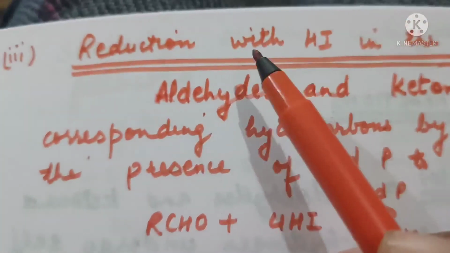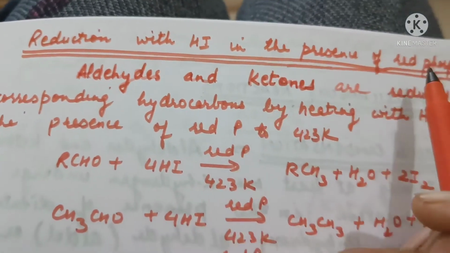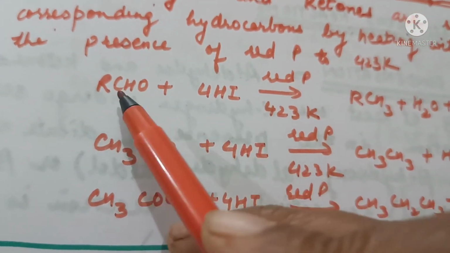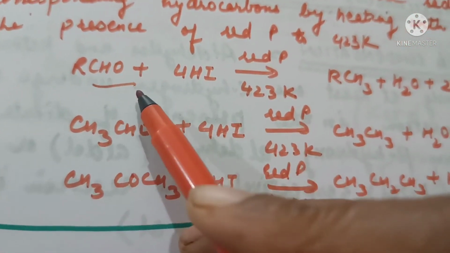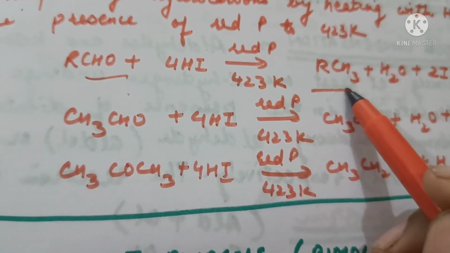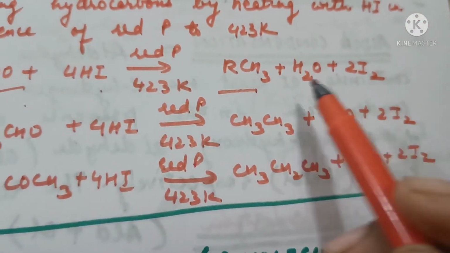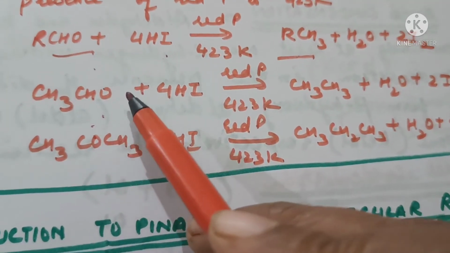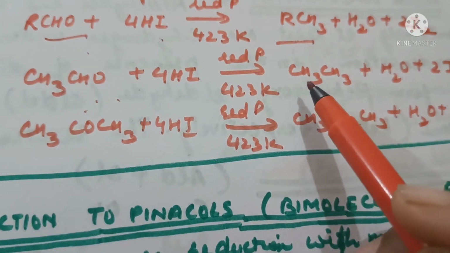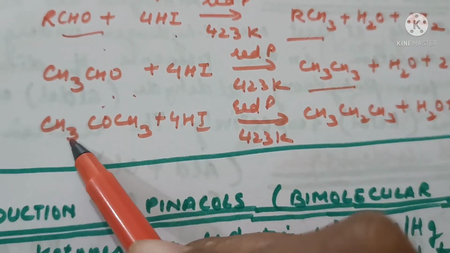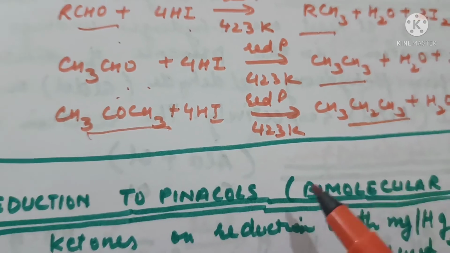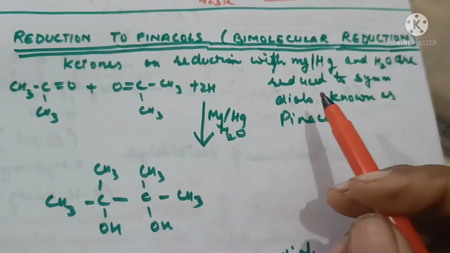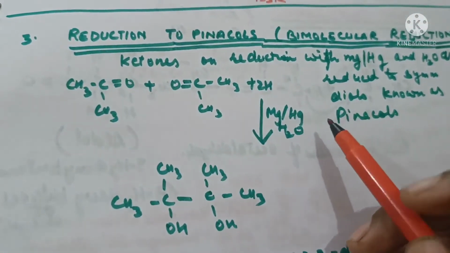Then the third method is reduction with hydrogen iodide in the presence of red phosphorus. So with hydrogen iodide, this aldehyde is reduced to an alkane and iodine is formed in the presence of red phosphorus. Similarly, acetaldehyde will be reduced to ethane and acetone will be reduced to propane. Reduction to pinacols is the last method, this is a bimolecular reduction reaction.